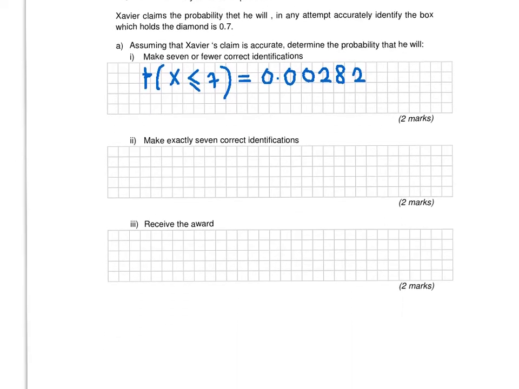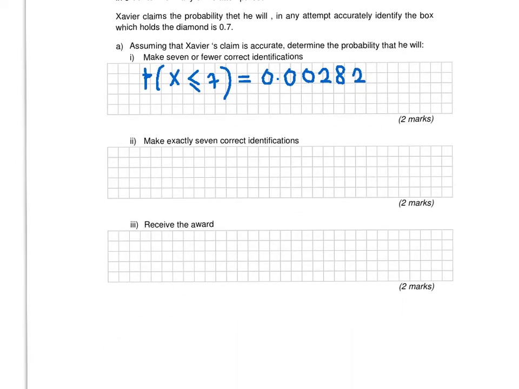Secondly, we are to determine that Xavier makes exactly 7 correct identifications. Mathematical notation of this would be P(x = 7). Calculating using binom PDF, we obtain the probability of 0.00282221.